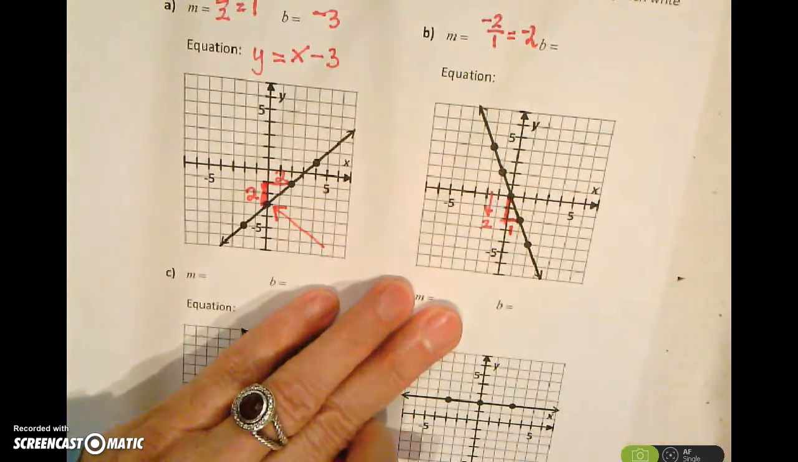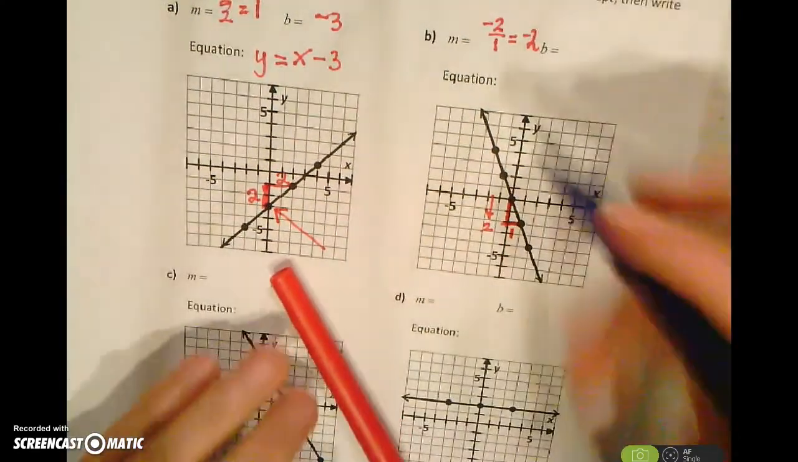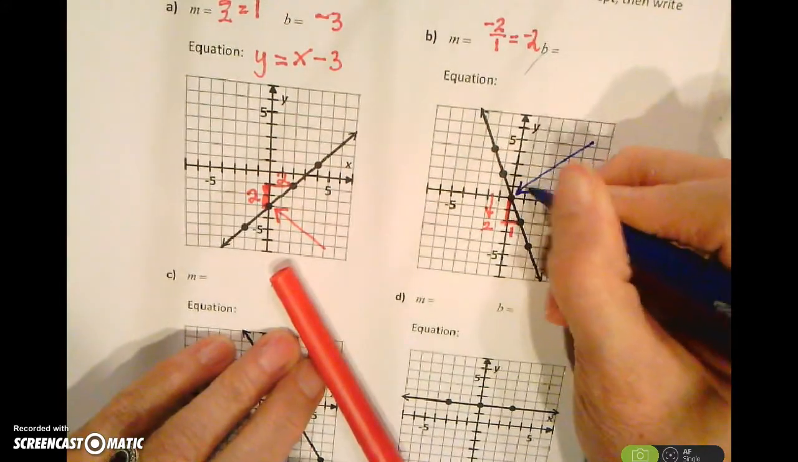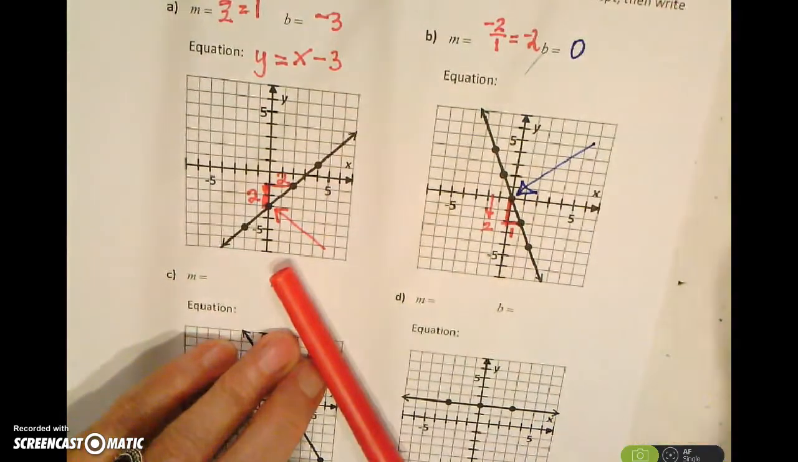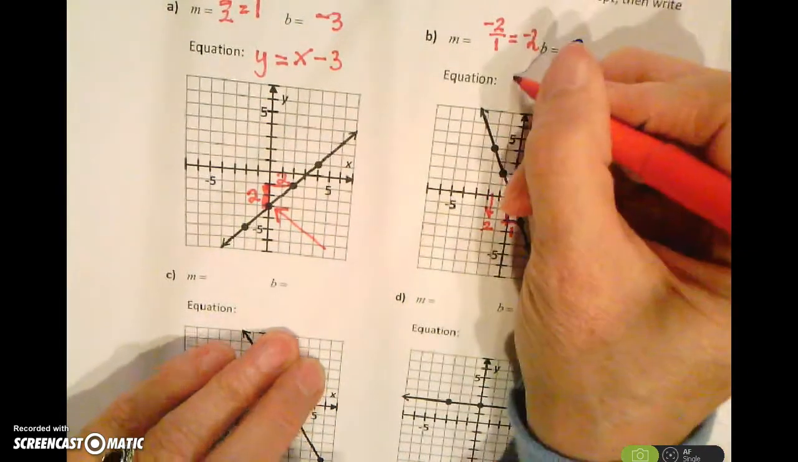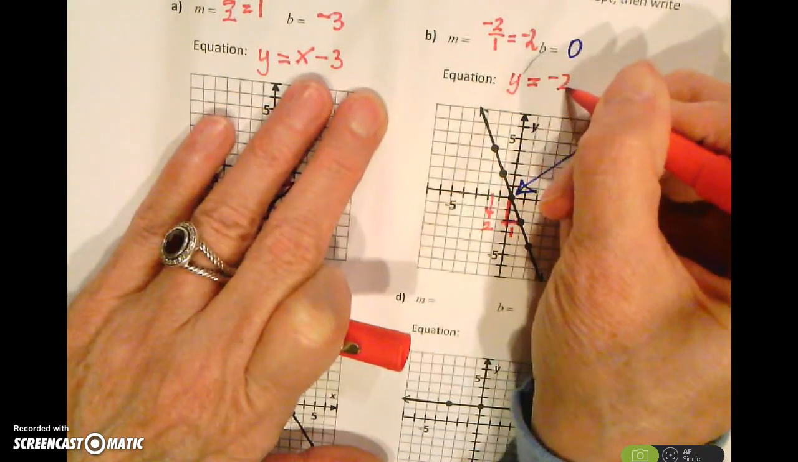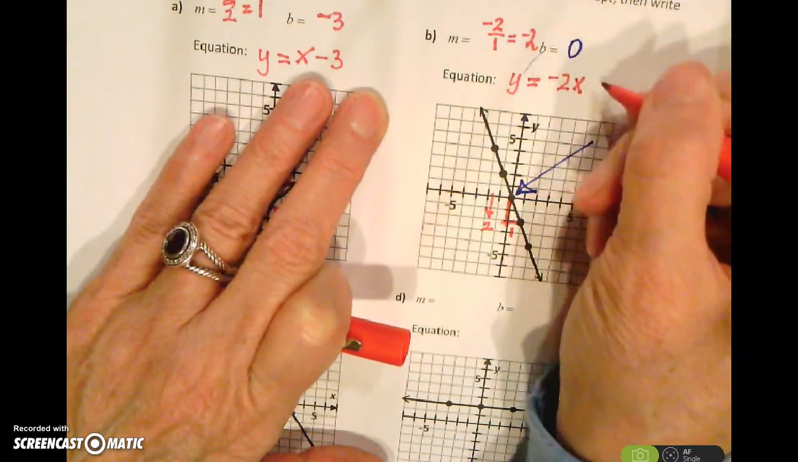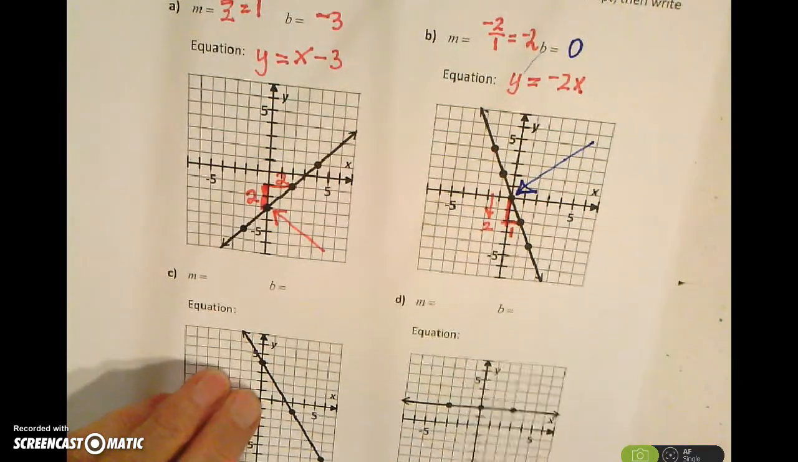The y-intercept is where it crosses the y-axis. It's going to cross the y-axis at this point right there, which is 0. So our equation is going to be y equals the slope, which is negative 2 times x, plus the y-intercept, which is 0, so I'm not going to write it.